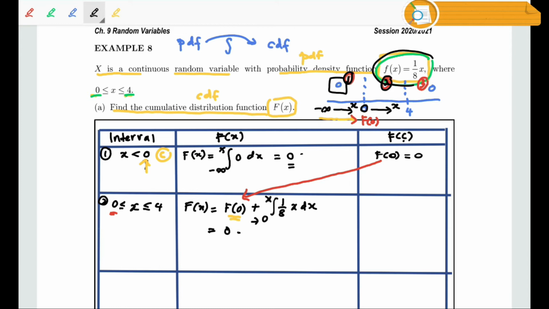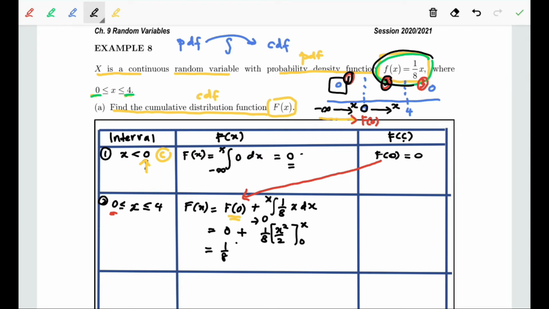This is 0 plus the integration of 1 over 8 x. It will be 1 over 8 times x squared over 2 with the limits 0 until x. Then if you simplify it, we substitute: we have 1 over 8 of x squared over 2 minus 0. That will give you x squared over 16.